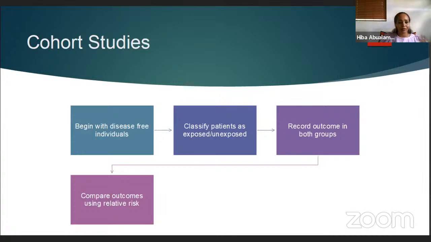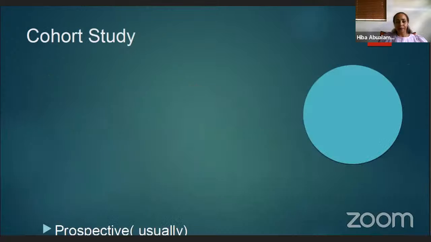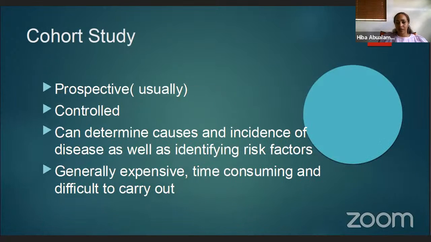So for cohort, we begin with disease-free individuals. So just regular people, and we want to assess certain exposures, which could be more than one exposure, and we follow people for a certain time. And then we can look for the relative risk from this exposure. What's the outcome here at the end of the study? So the cohort study is usually prospective, but it could be retrospective, where we go back in time and assess, looking for certain exposures and outcomes.